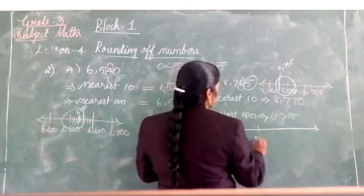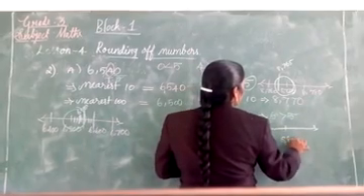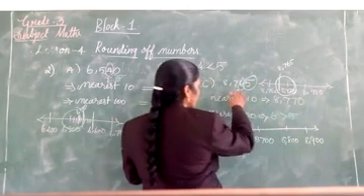8600, 8700, 8800, 8900. So here what we have?